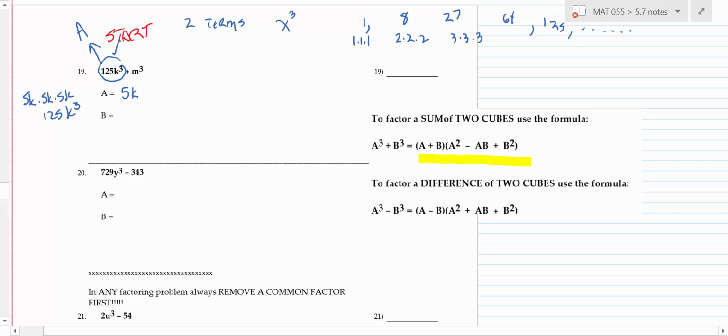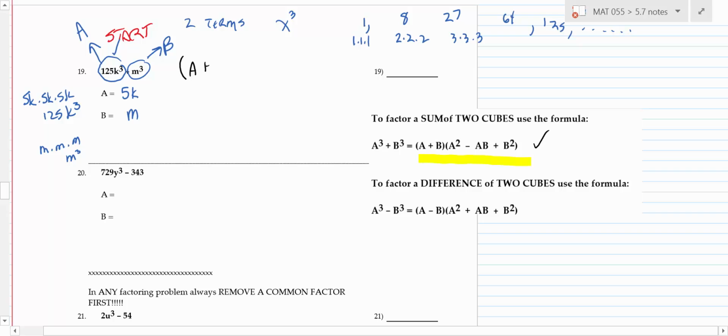Now, if we look at B, B is not m to the third. What do you multiply out 3 times that gives you m to the third? Just an m. Good. So that's m. And again, if you did m times m times m, you would get m to the third. Does that make sense? A and B are what you multiply out 3 times to give you what you had in the problem to start with.